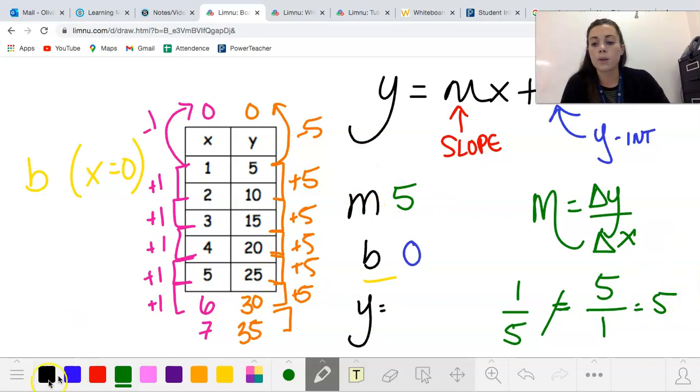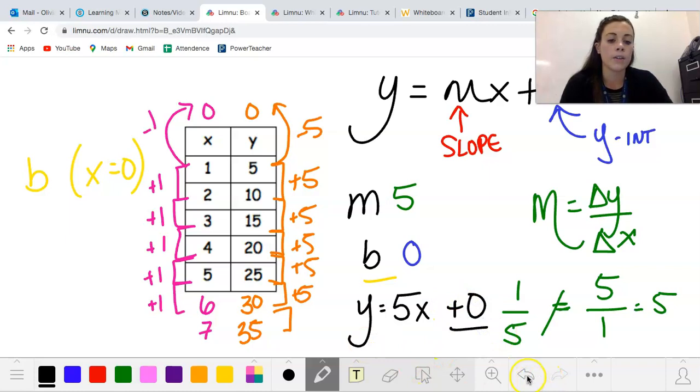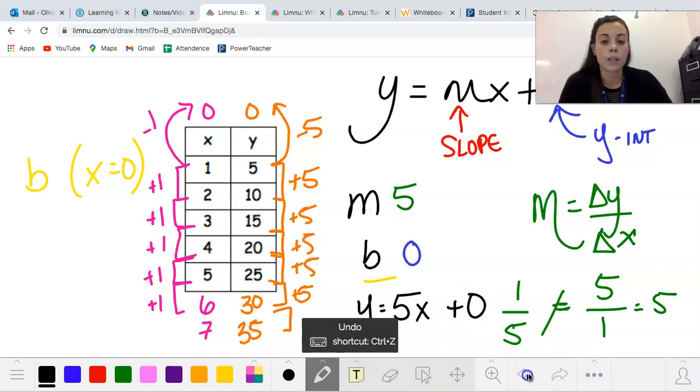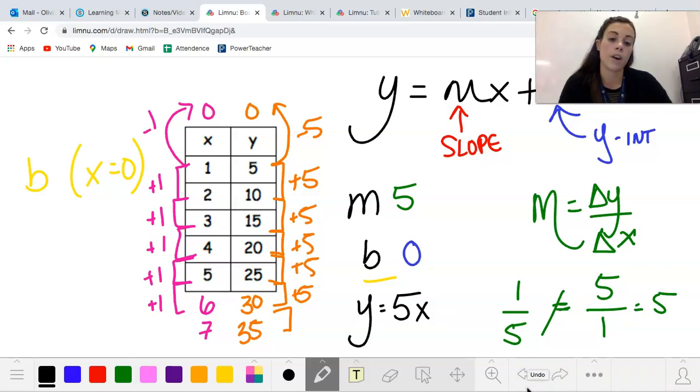And then when I write this equation, I just do y equals 5x. And you could put plus 0, but plus 0 does not add any value at all, right? So we can just say y equals 5x. All right? Cool. That is how to find slope-intercept form from a table, not just slope. That would have been a lot easier.